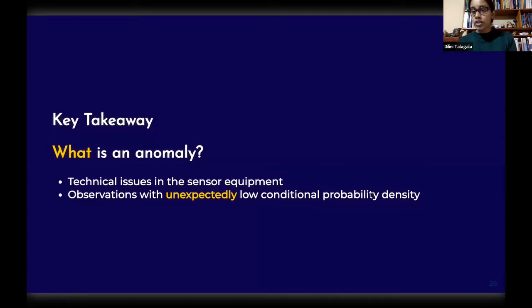I told you I'm going to answer three main questions. My first question was, what is an anomaly? In this work, we really focus on technical issues in sensor equipment. That was our main focus. And according to our proposed algorithm, this is how we define an anomaly: an observation with unexpectedly low conditional probability density. Now, what do I mean by conditioning? Basically, you take new information from other sources.